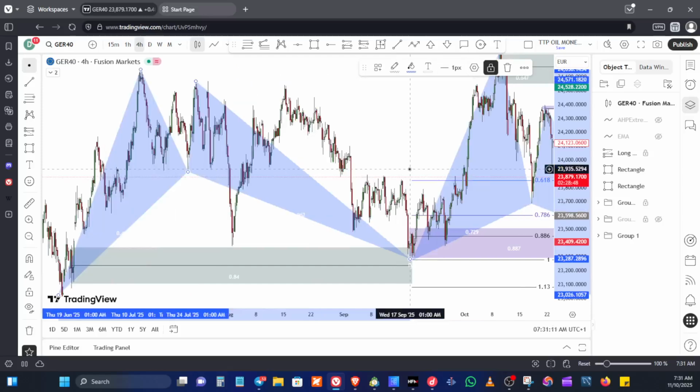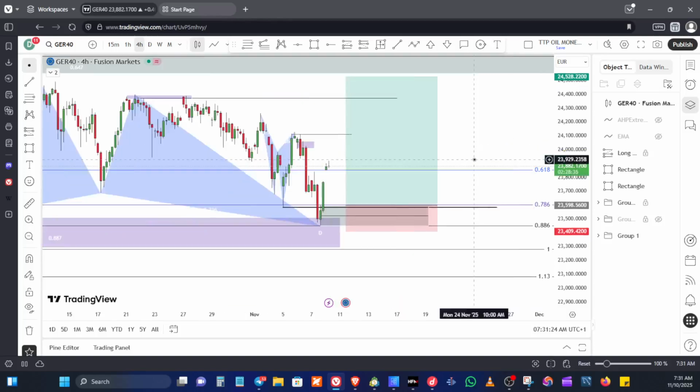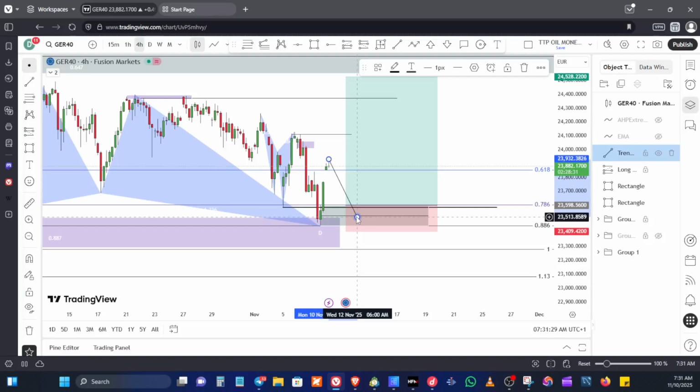I shared the setup with everyone, so if you are not on the trade, you probably missed out. But if you caught this buy that happened in September, congratulations. Now I'm looking at this setup also this week, depending on what price does. If price eventually comes back into this level, I'll be looking at taking a buy from this level.